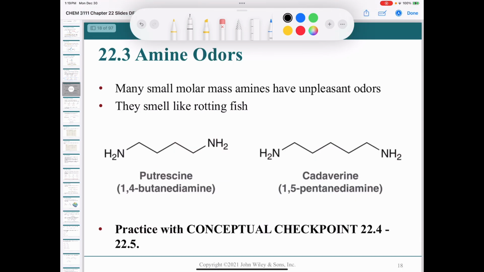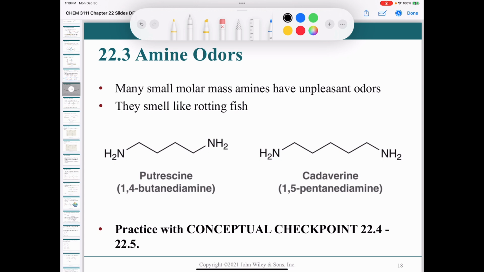Another thing you might find interesting about amines is their odors, or maybe you find it uninteresting, but many small molar mass amines have unpleasant odors. And in case you're wondering, what does an amine smell like? Well, if you've ever smelled rotting fish, that's what amines smell like. So when fish decompose, it breaks down the proteins in them and releases amines, and a lot of them produce that rotten fish smell.